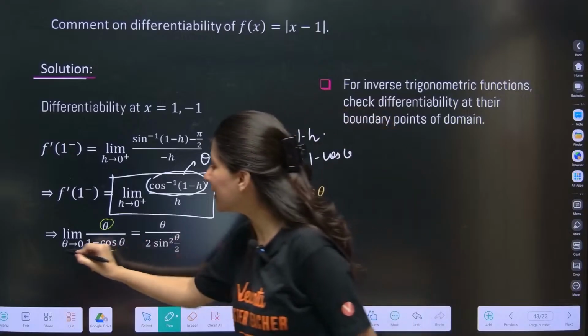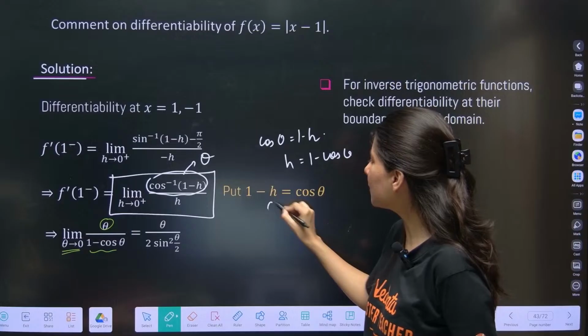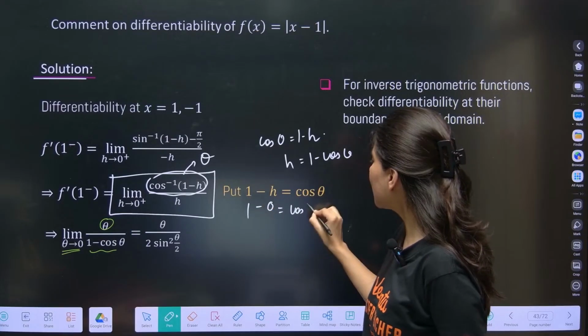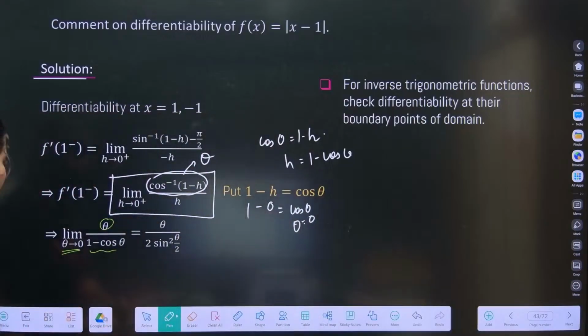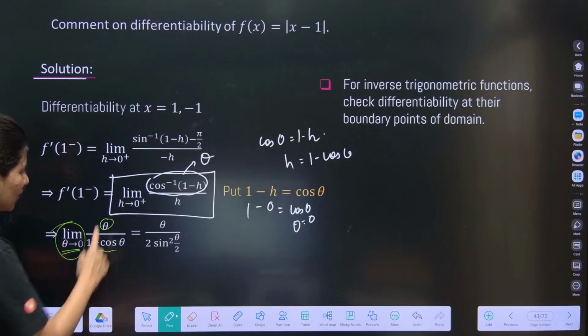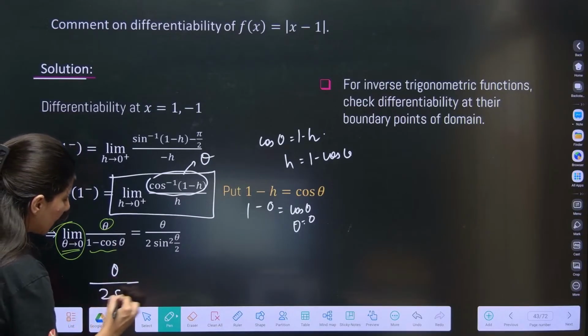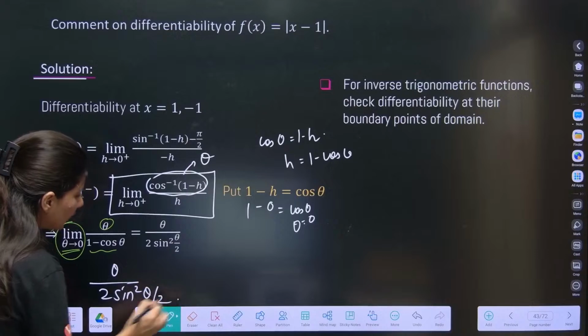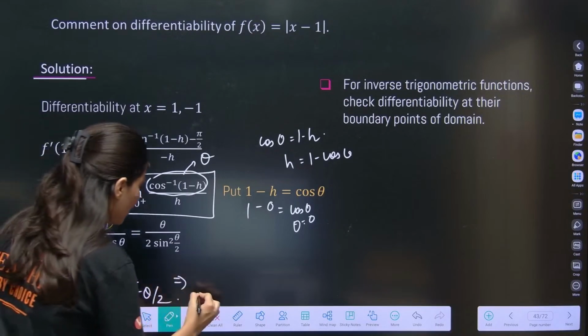So now theta tends to 0, because the moment you put h equal to 0, your cos theta becomes 1, so theta is equal to 0. That's why the limit got changed. Substitution method. Theta becomes 0. So theta upon 1 minus cos theta. So this is theta upon 2 sine square theta by 2 will be there. Now what do you want? This is going to give you what?